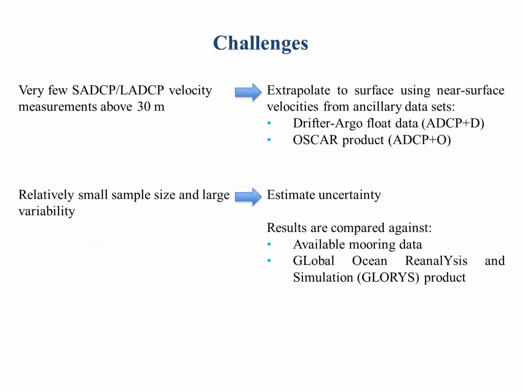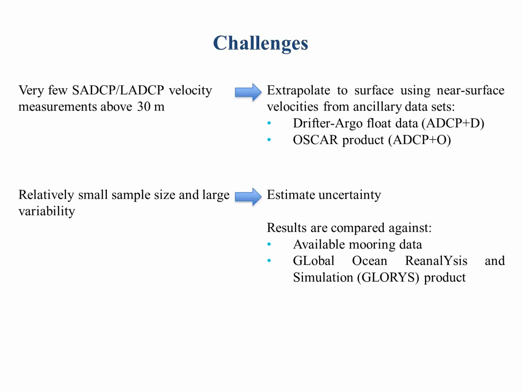There were some challenges that we had to overcome in processing all the shipboard data, and I'll walk you through that. First of all, most importantly, for the shipboard ADCP data, there aren't very many velocity measurements above 30 meters, and that has to do with the configuration of the lowered ADCP and shipboard ADCP measurements. So we need to extrapolate to the surface. We really want to look at what the meridional flow looks like at the surface. So we have to extrapolate upward using near surface velocity from other data sets.